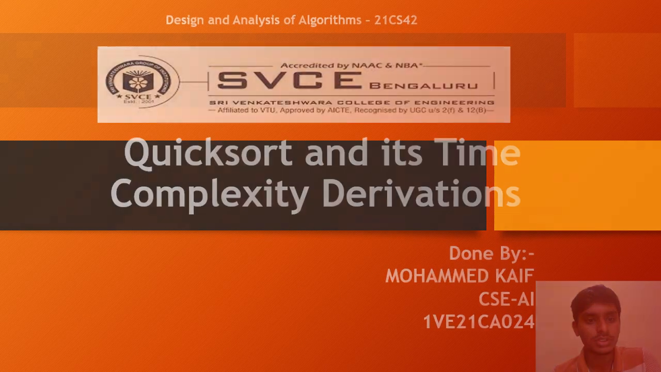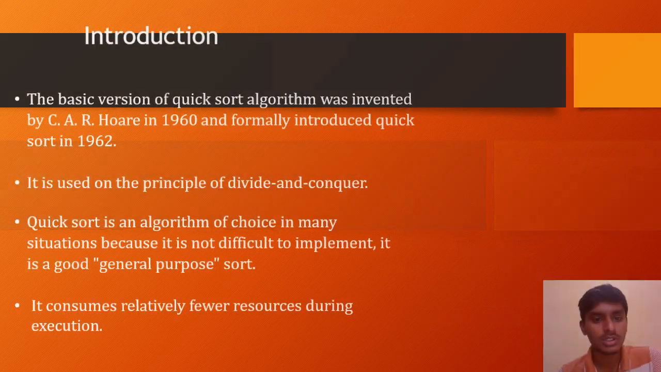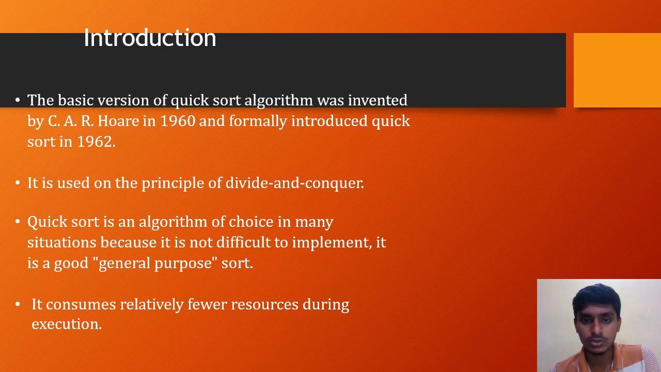Introduction. The basic version of the Quicksort algorithm was invented by Hoare in 1960, and he formally introduced Quicksort in 1962. It is based on the principle of divide and conquer. Quicksort is an algorithm of choice in many situations because it is not difficult to implement. It is a good general purpose sort. It consumes relatively fewer resources during execution.